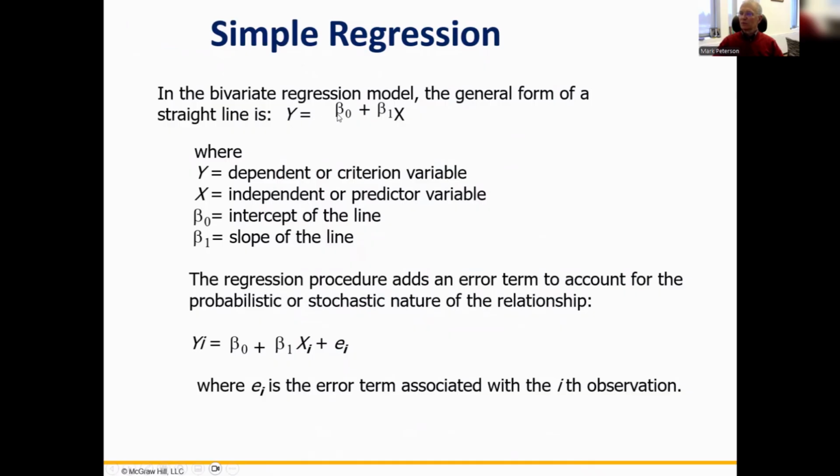Y equals b sub 0 plus b sub 1 of x. So y is the dependent variable, x is the independent or predictor variable. You've got this b sub 0, which is the intercept of the line on the y-axis, and this b sub 1 would be the slope of the x variable. And so it looks like this when we plot it with an error term here.